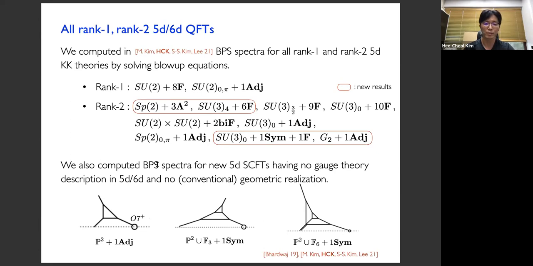And also in our paper, we computed the BPS spectra for new 5D CFTs having no gauge theory description and also no geometric realizations. But they have brane realizations, which are found in our paper. So even for the theories having no gauge and no geometric realizations, our blowup approach can be applied and we can bootstrap it to compute their spectrum. So this blowup approach is quite a powerful tool.